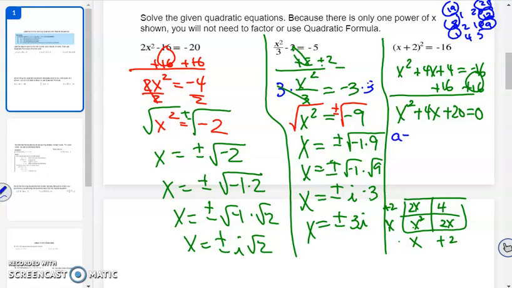So A is 1, B is 4, and C is 20. I'm going to stop there. Again, use the quadratic formula to figure out the answer to the last problem.